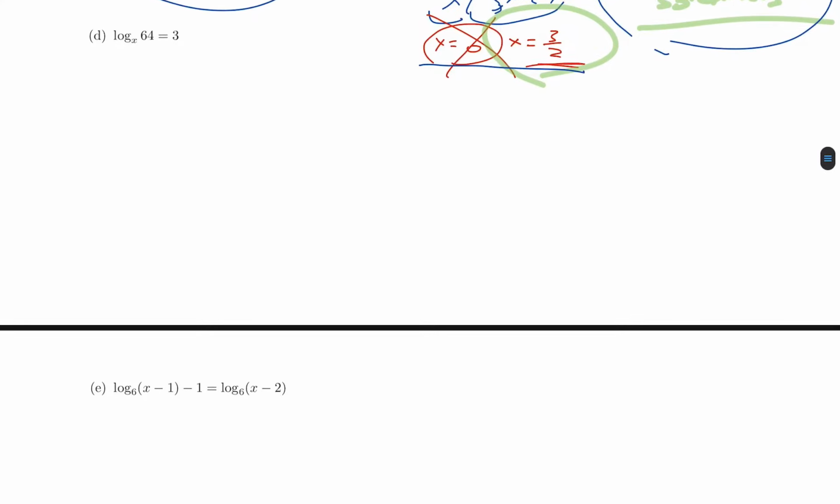Now let's look at this. This is a log expression. So for these, in order to solve for x, we just need to rewrite it as an exponential. So this says x to the third power gives us 64. Now you have to think, what x to the third power gives me 64? 4. So x equals 4. So that's it for this problem.